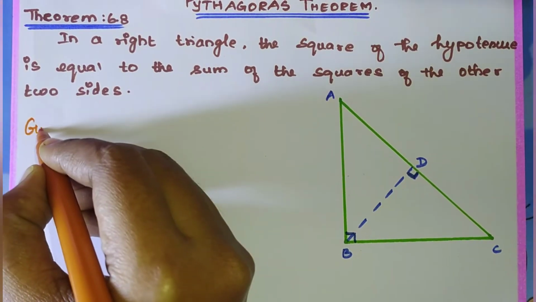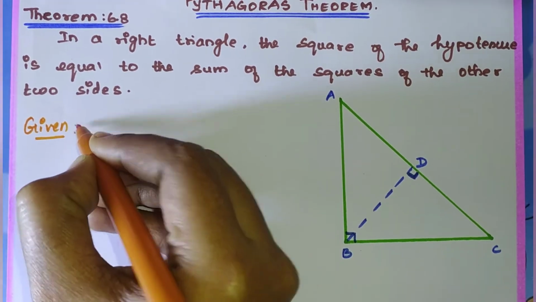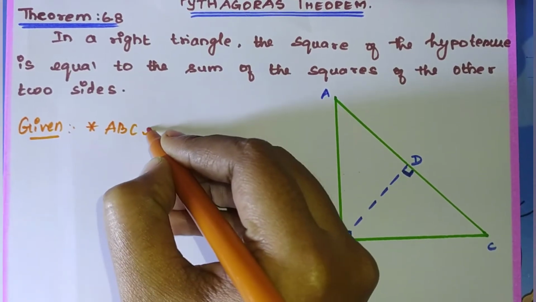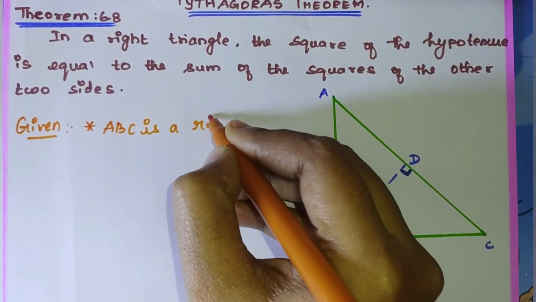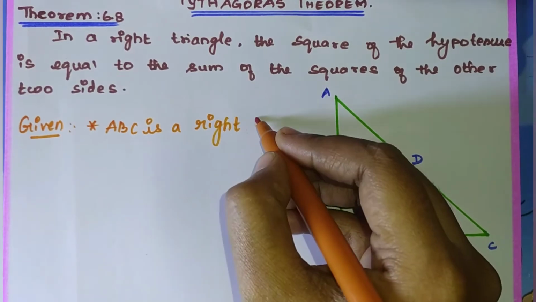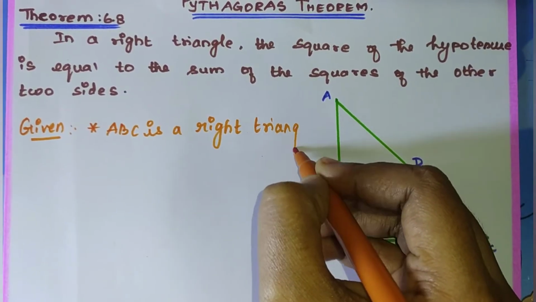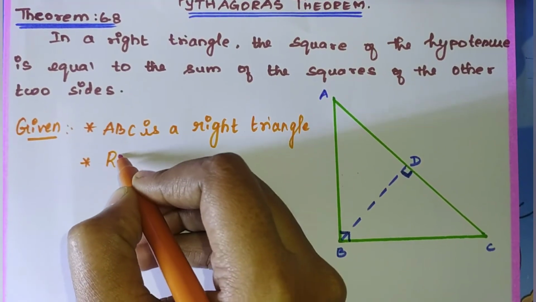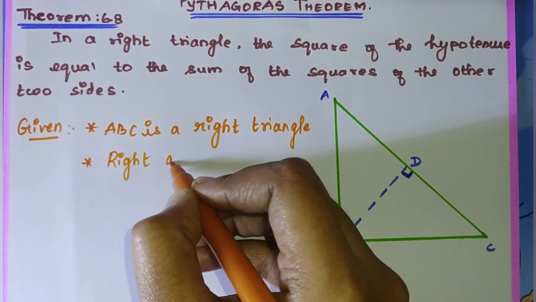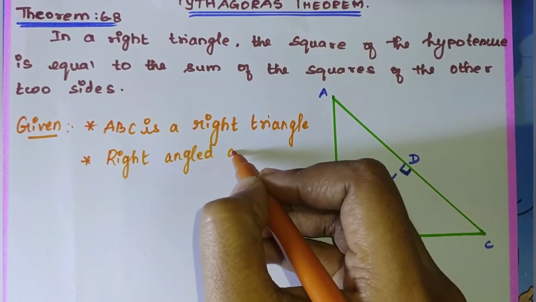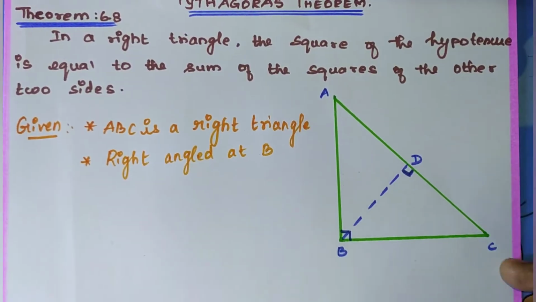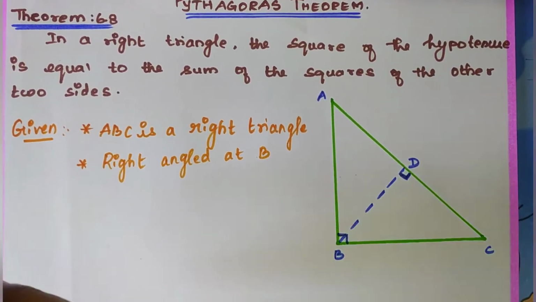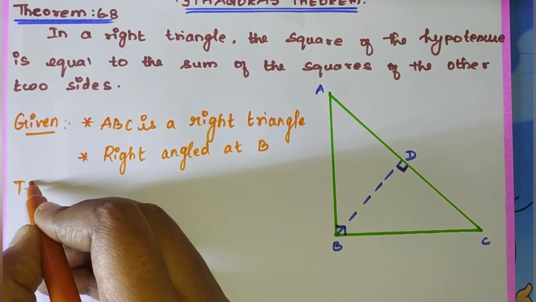First, given. First point, ABC is a right triangle. Second point, right angled at B. So ABC is a right triangle, and it is right angled at B. This is given.